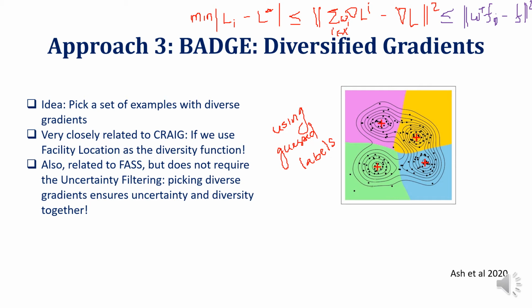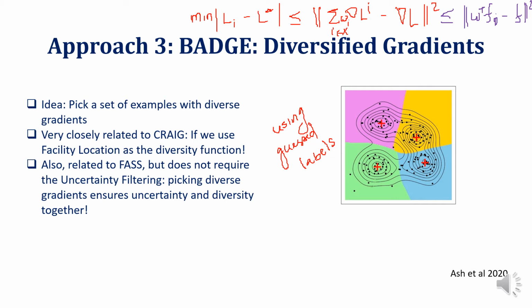So Craig further looked at an upper bound, assuming that the loss is convex, and this upper bound turns out to be actually nothing but a weighted feature function difference. So feature function on the subset versus feature function on the entire set. And that makes Craig more efficient.